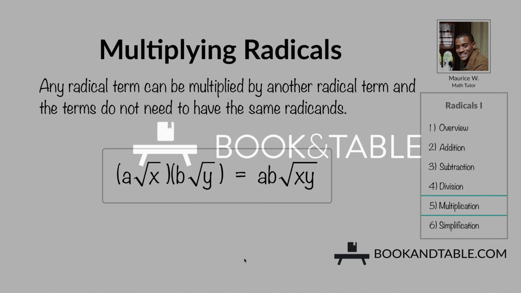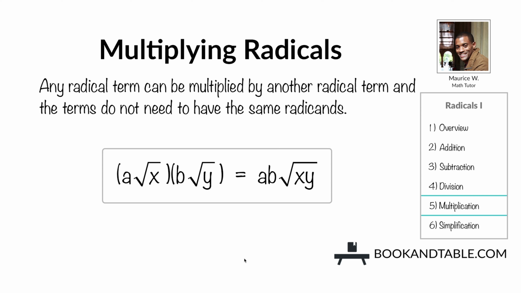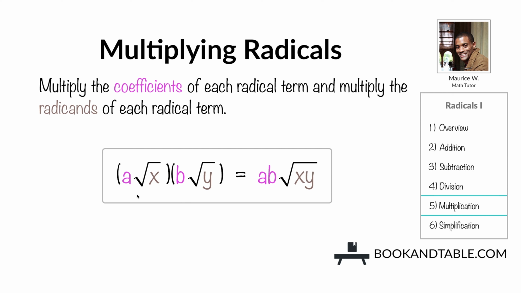how we go about multiplying radicals. Any term can be multiplied by another term, and the terms do not need to have the same radicands. Now, what we do is we multiply the coefficients of each radical term. A times b gives us a times b, and multiply the radicands of each radical term. X times y gives us x times y.